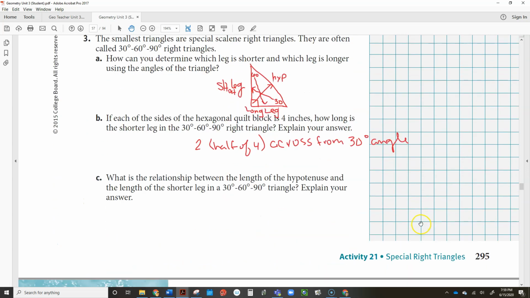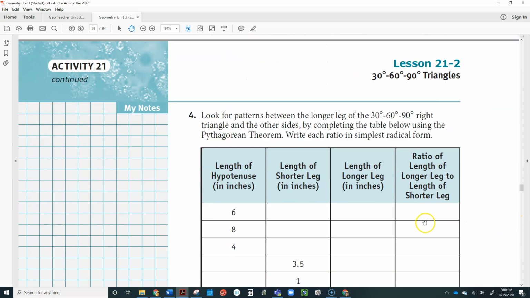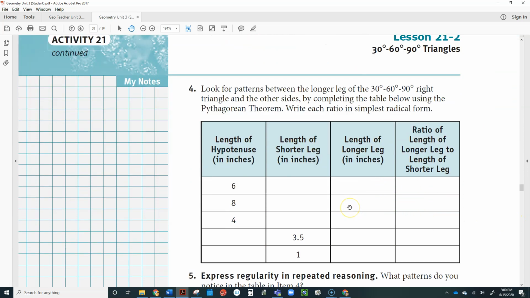So we know the hypotenuse is 4. And we know it's 4 because of the equilateral triangle. Okay, now it wants us to look for a pattern.